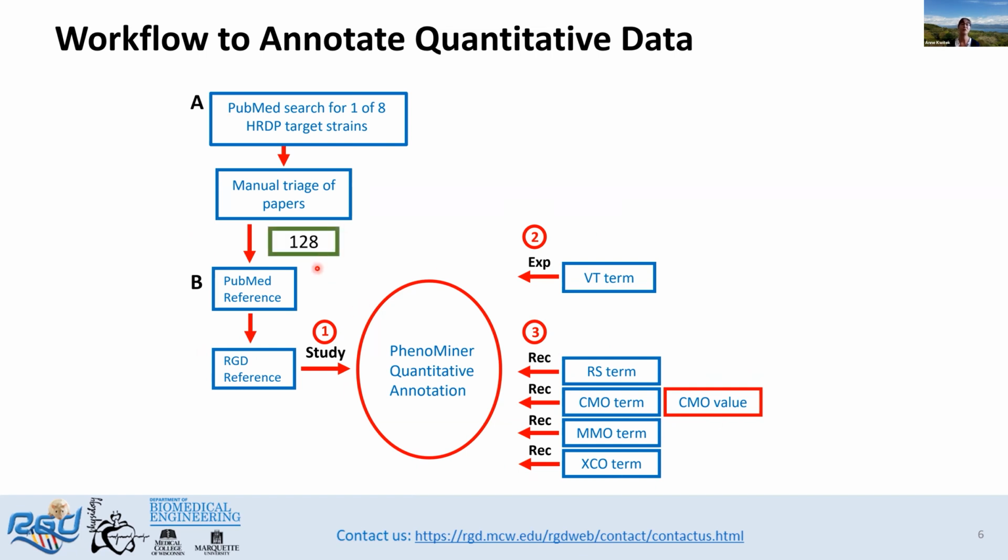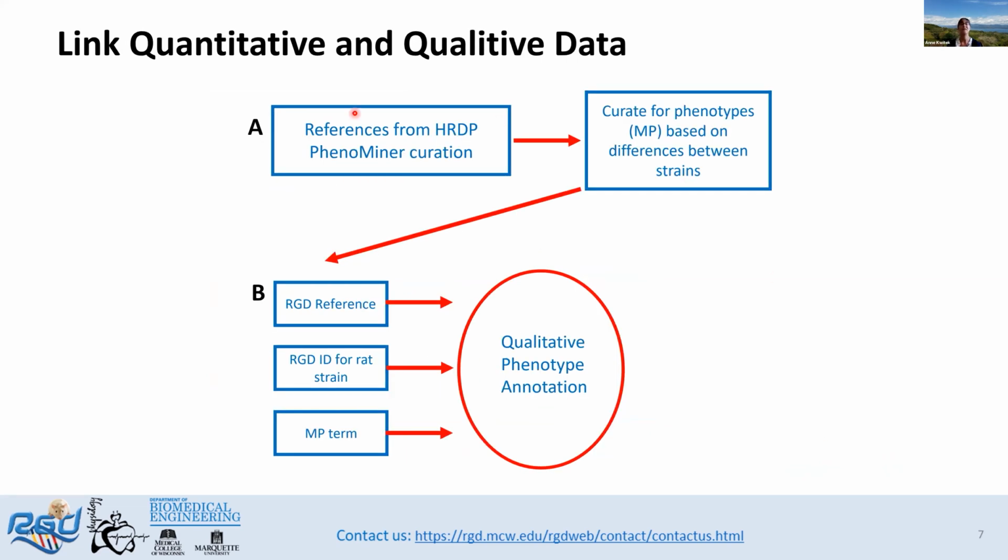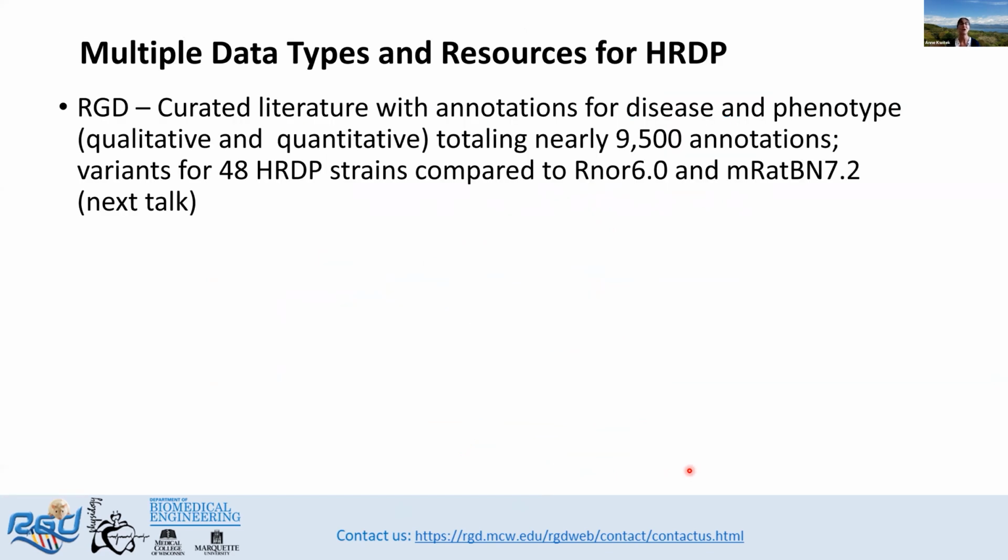Now, so far, the group has annotated 128 papers, added almost 3,500 quantitative annotations for those 8 different strains. And at the same time, in order to be efficient, those same papers are curated for their mammalian phenotypes if there is a comparison strain to identify differences or abnormal phenotypes. And again, those are annotated just as well. So in all, we have curated literature with annotations for disease and phenotype, both qualitative and quantitative, totaling nearly 9,500 annotations for the HRDP strains, along with variants for 48 HRDP strains compared to both RN6 and the new BN rat assembly, which Monica will talk about next.